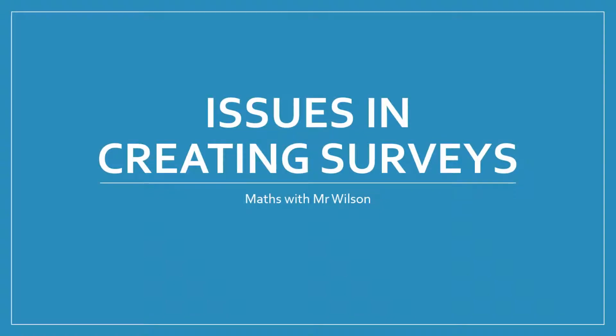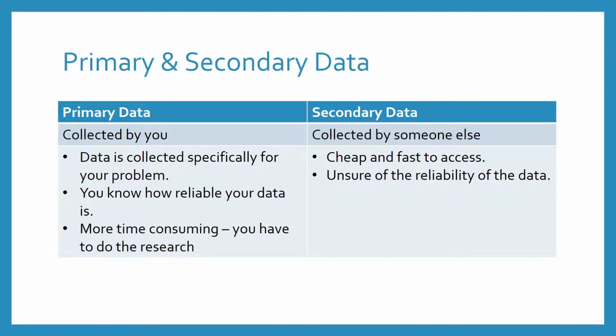Welcome to this lesson where we're going to look at different issues involved in creating surveys. We're going to begin by looking at the difference between primary and secondary data. So primary data is data that you create. That includes things like a survey. In contrast, secondary data is data that you find that someone else has created.